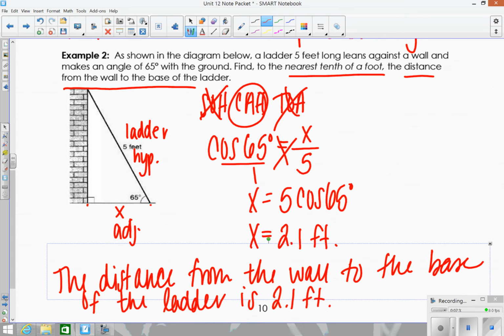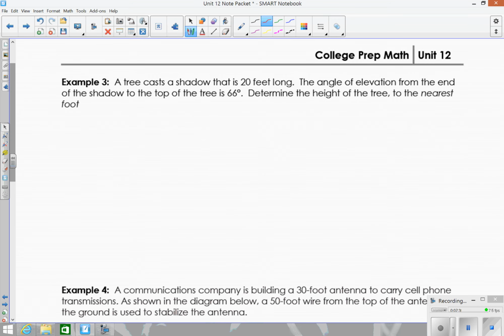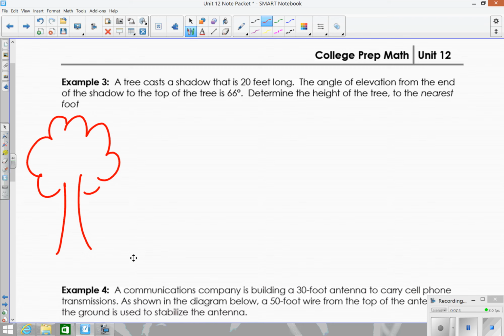So the next type of example is going to be about a shadow. So we have, it says a tree that casts a shadow that is 20 feet long. So let me start with my tree here. So here's my tree, and it casts a shadow that is 20 feet long. So the shadow is always going to be on the ground. So this is going to be 20 feet.